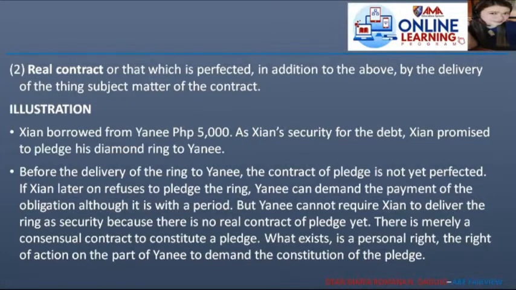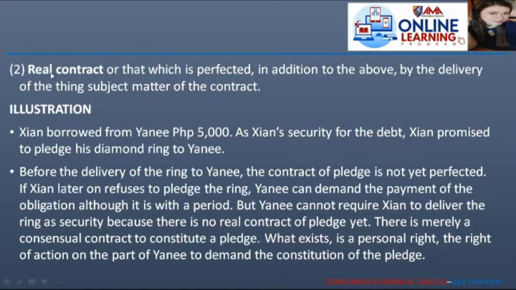Halimbawa, Zian borrowed from Yani 5,000 pesos. As security for the debt, Zian promised to pledge his diamond ring to Yani. Okay. Umutang si Zian kay Yani. No? So nakuha naman na niya yung 5,000 pero pinangako niya, pinledge niya, yung kanyang diamond ring para security, parang collateral baga ng kanyang utang. So before the delivery of the ring to Yani, the contract of pledge is not yet perfected because hindi pa nga delivered. So hindi perfected.